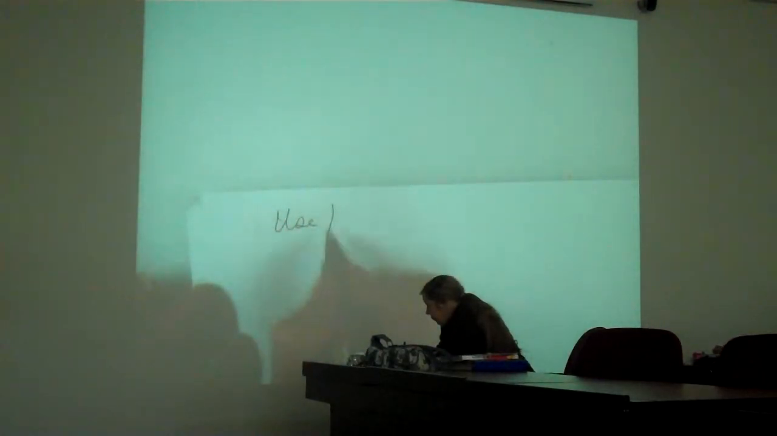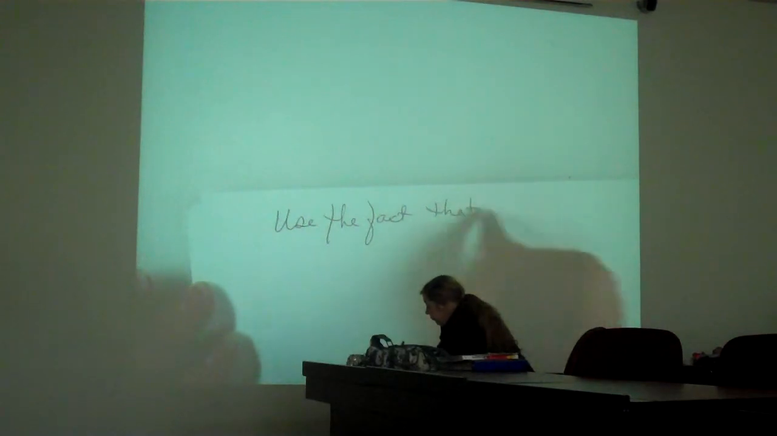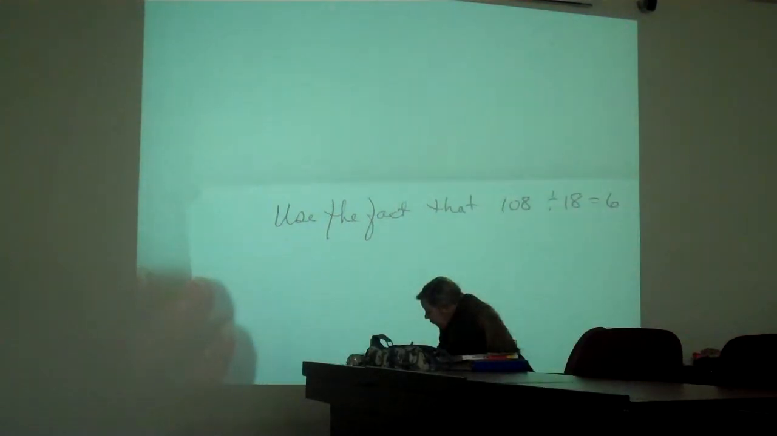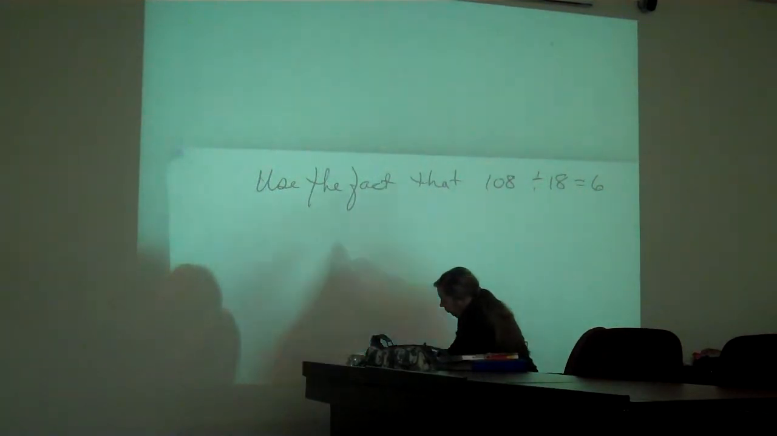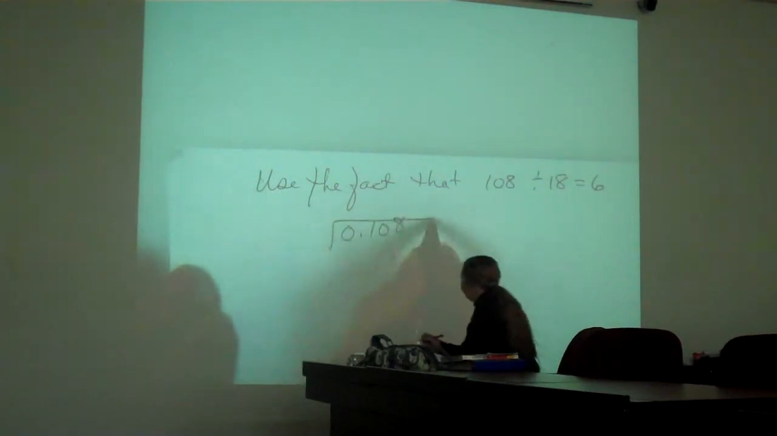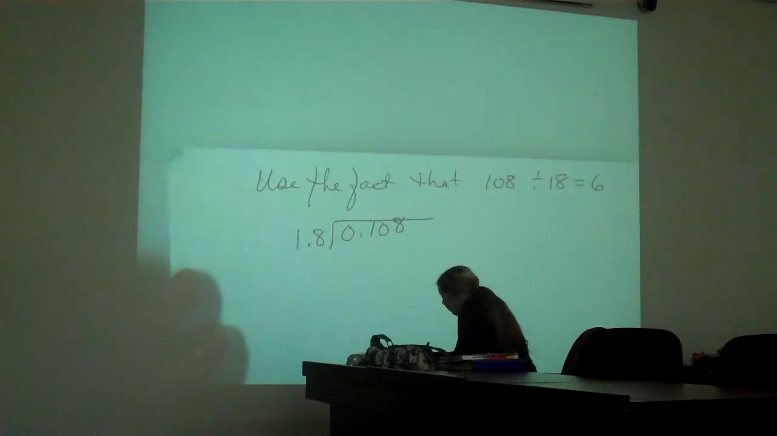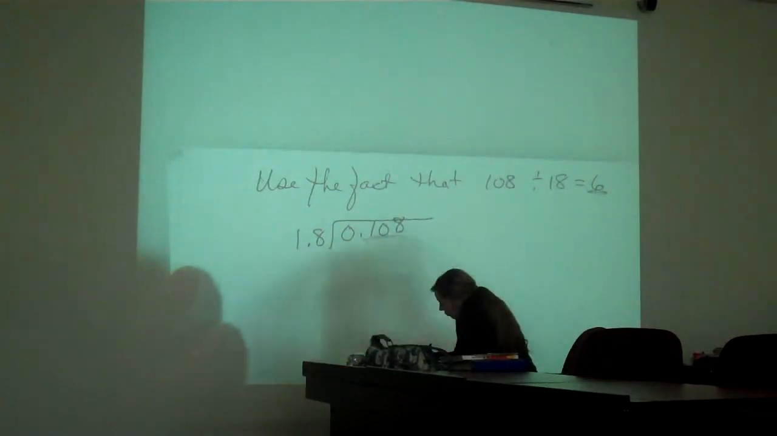There are some problems here that say to use the fact that 108 divided by 18 is 6 to work problems 9 through 12. So number 9 says 0.108 divided by 1.8. We already know there's going to be a 6 in there because we have 108 divided by 18 out here.